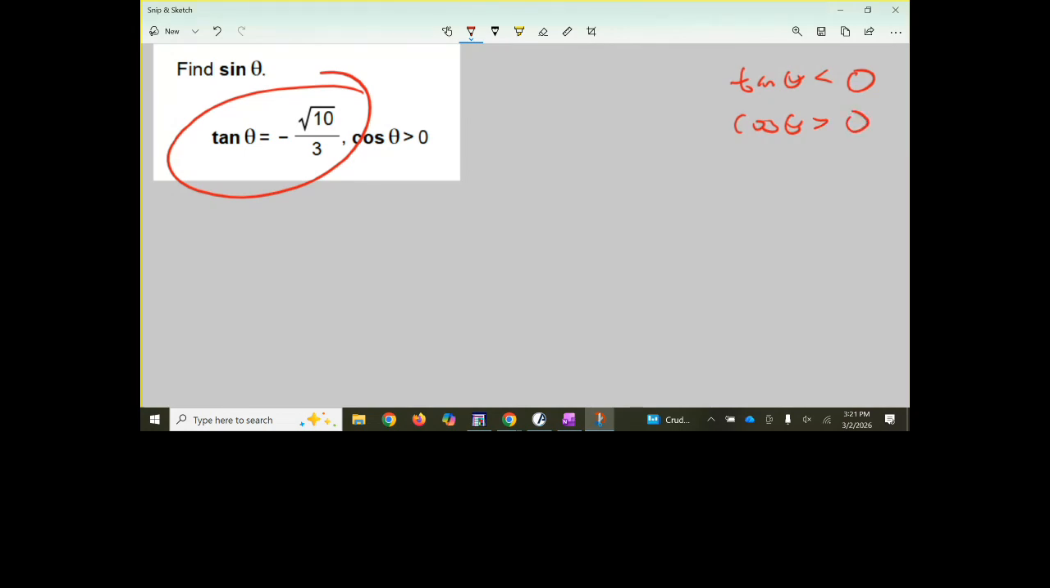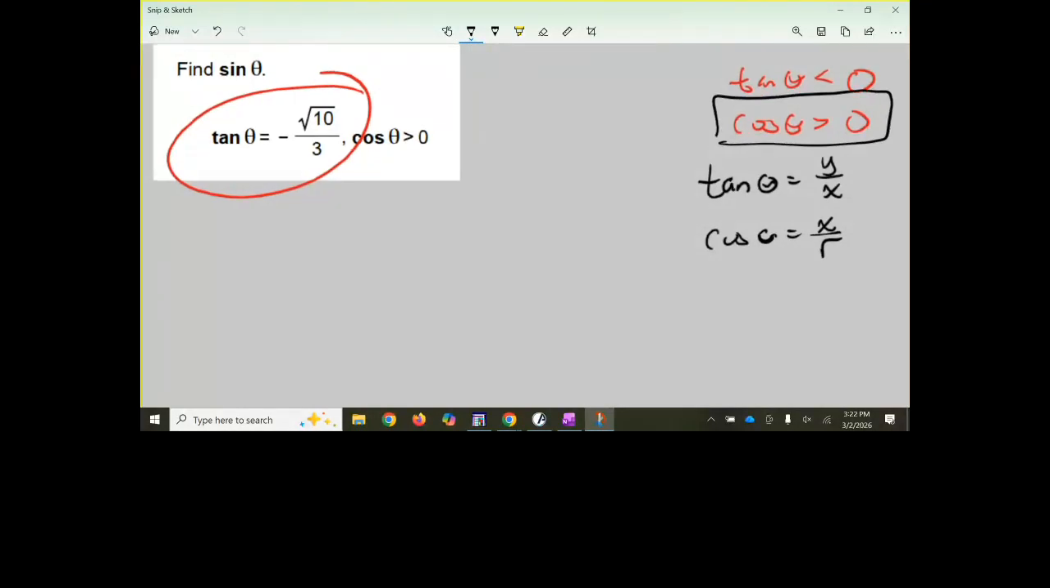What we got to figure out, what quadrant would I be in if the tangent is negative, but the cosine is positive? So y'all, I want you to think about a couple of things. Don't we define the tangent of our angle as y over x? And don't we define the cosine of our angle as x over r? Okay, so look what they're telling me.